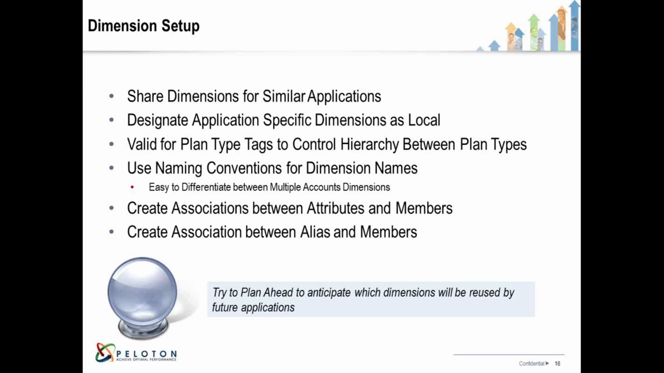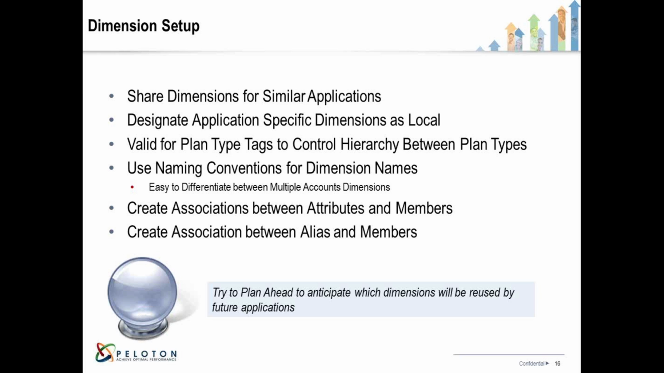And if you have any application-specific dimensions that you don't want to share across applications, you can designate those as local so that you don't have to worry about if you make a change in one application, is it going to affect another one. And there are tags that specify whether a member is valid for a certain plan type. So you can use those tags to control your hierarchy so that certain members only go to one plan type, whereas others go to another plan type.